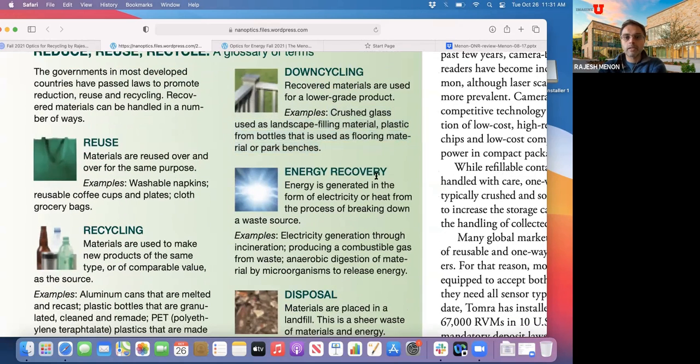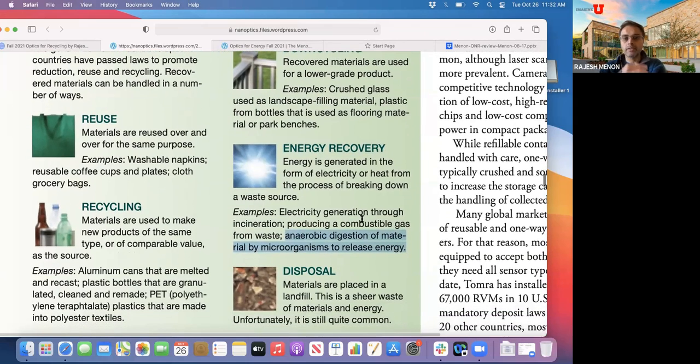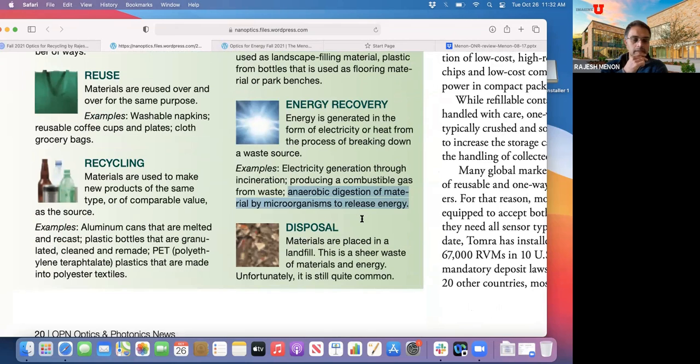You can also deal with energy recovery, which is not terribly common in the US, but is used in many other countries, particularly Japan. The idea is that energy is generated in the form of electricity or heat from the process of breaking down waste. Examples are electricity generation through incineration, producing a combustible gas from waste, composting, and anaerobic digestion of material by microorganisms to release energy. Methane generation is a common example of this.